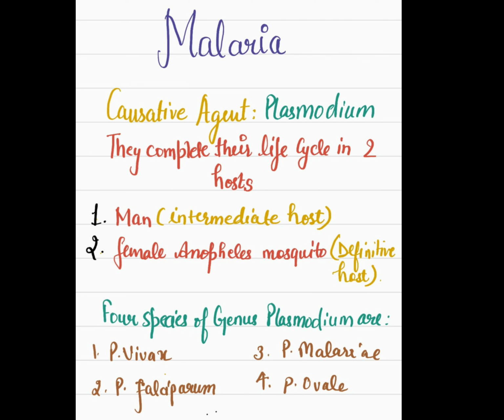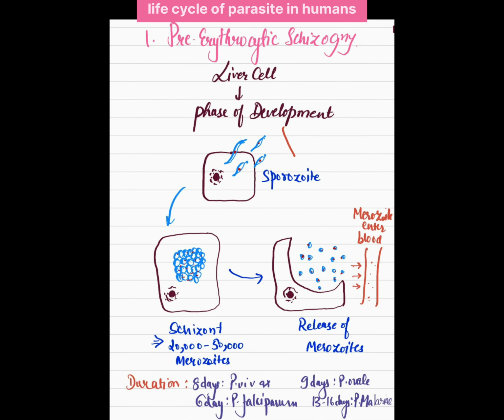So, in the human cycle, we see that the sporozoite is the infective form of the malarial parasite, and these sporozoites are present in the salivary glands. With the bite of the mosquito, sporozoites will enter the human body and travel all the way to the liver cells. Sporozoites multiply to form a schizont there in the liver cell itself, and 20,000 to 50,000 merozoites are formed. Upon maturation, the liver cell will get destroyed and there will be release of merozoites in the blood circulation.